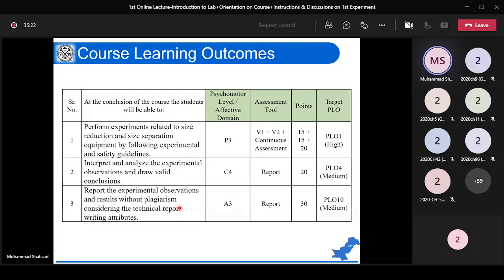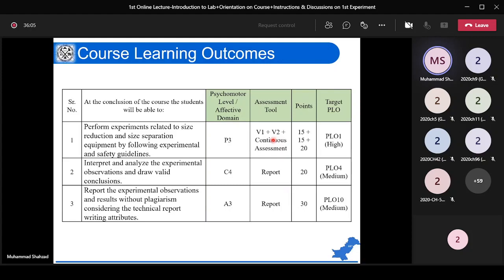It is also related to the affective domain. Sorry, this one is the cognitive domain, this one is the affective domain, right? So you need to learn how to write a technical report. Obviously, the format of the report and the style of the report is also important here. I will share the rubrics of the report as well. You will be able to understand what you are supposed to do, what you are supposed to write in your report. And also I will share the rubrics of the viva as well. Just at the end of the presentation, I will share those things.